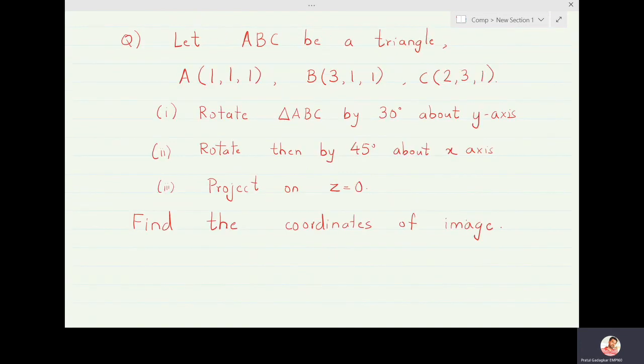So now let us take one triangle. Let's take a triangle ABC, where A, B, C are the coordinates of the triangle, and I'm going to use the same rotations because we have already calculated the matrix above. The rotation about the y-axis by 30 degrees and rotation about the x-axis by 45 degrees, and then projection. So the above axonometric matrix will actually be the same.